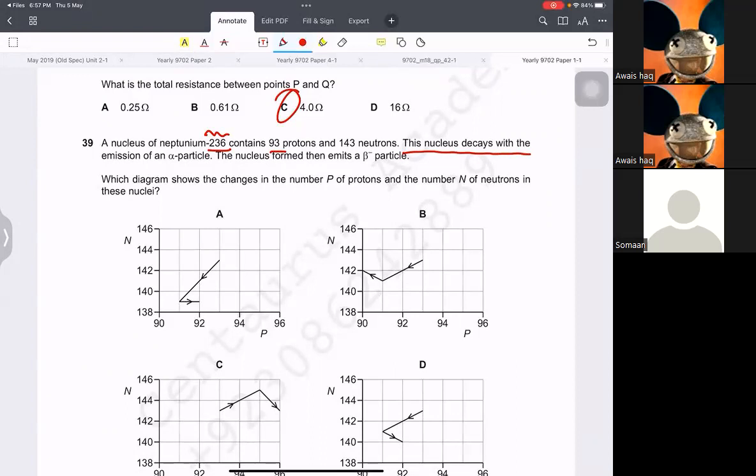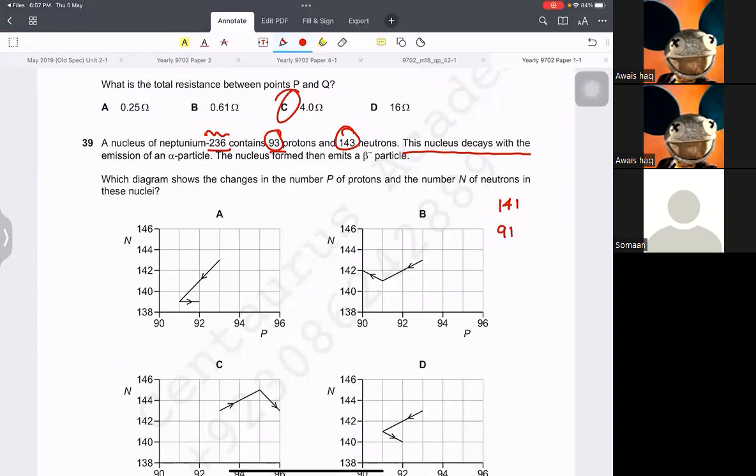Okay. So when it decays with emission of an alpha particle, a nucleus is formed, then beta particles are released. So when an alpha particle is released, 2 neutrons are subtracted and 2 protons are subtracted. The new one will be 141 and 91. So let's try that.